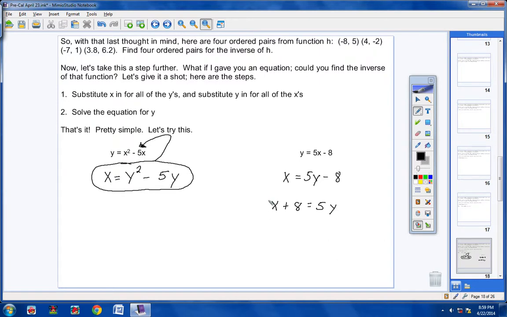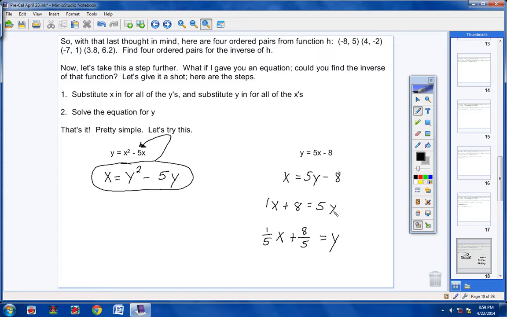And now we're going to divide every term by 5. But don't forget there's a 1 in front of the x. So 1 divided by 5 is 1/5 x. 8 divided by 5 is 8/5. And then 5y divided by 5 like this, your 5's would cancel, just leaving you with y.